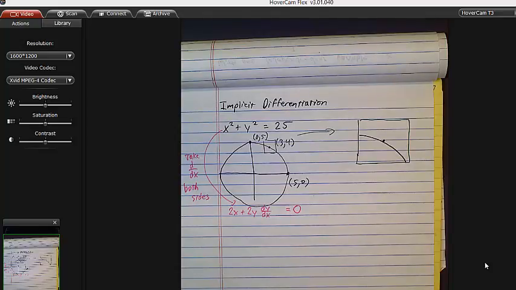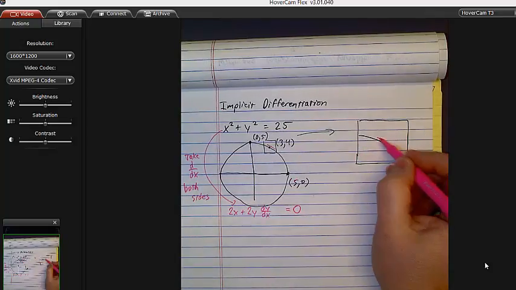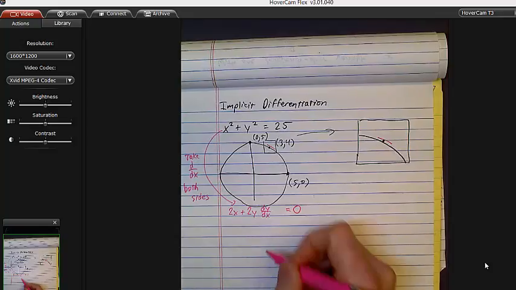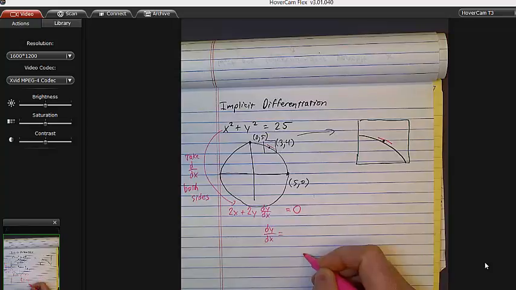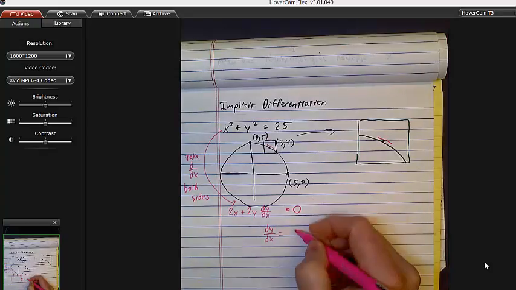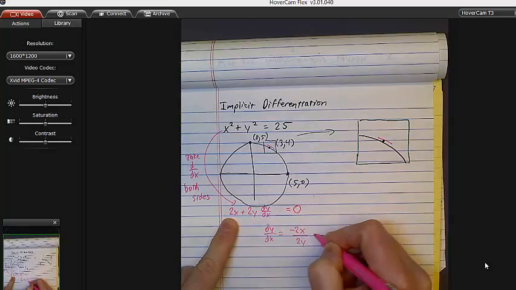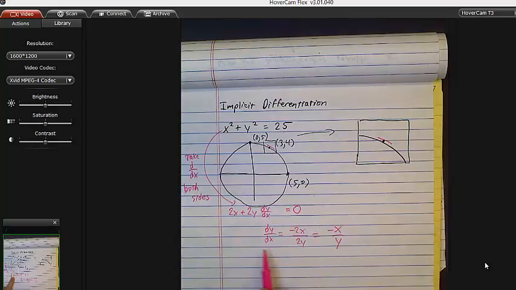And then the idea is, if you want to know the slope of said tangent line, what do you do now? You solve for dy/dx. So you get dy/dx equals, well, if I subtract 2x and then divide by 2y, I get negative x over y, right? Which is a formula for the derivative, but it's the first time we've ever had a formula for the derivative in 2 variables, right?